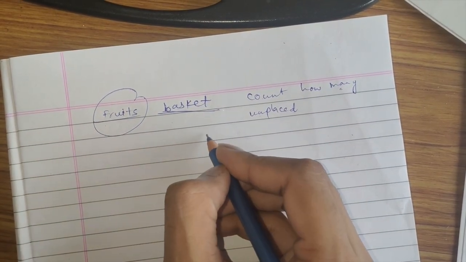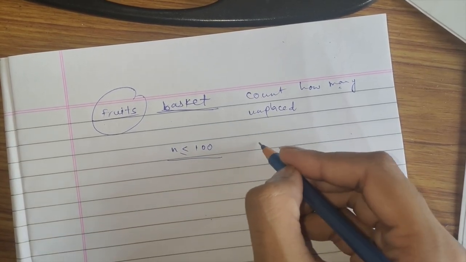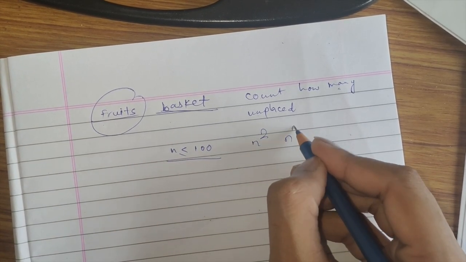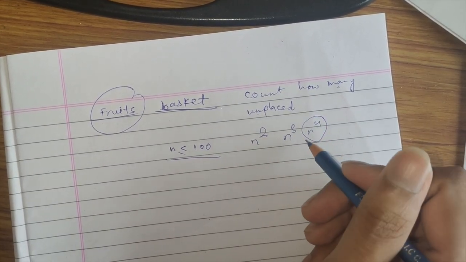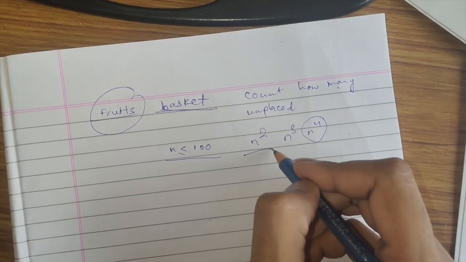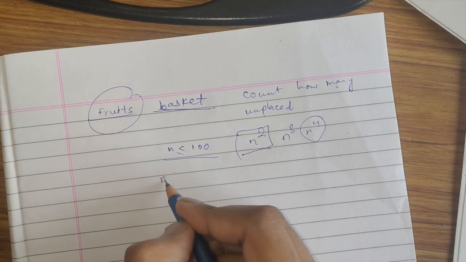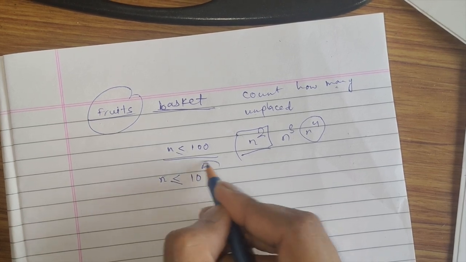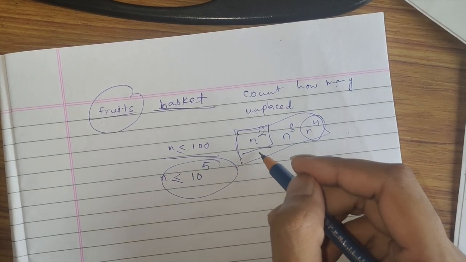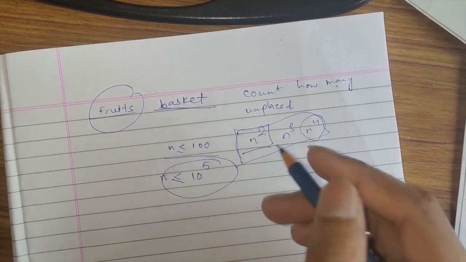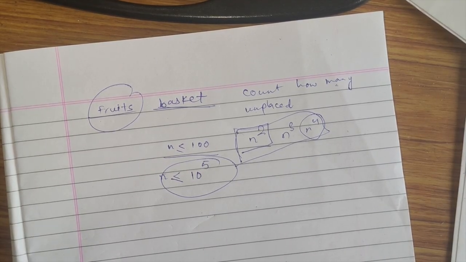The previous one had n up to 100, so it could run in n square, n cube, or even n to the power 4 complexity. We discussed that problem in the previous one with n square complexity, and here n is up to 10 to the power 5, so we can't run any of those solutions in this question. It is the same question, but the complexity and constraints are different.